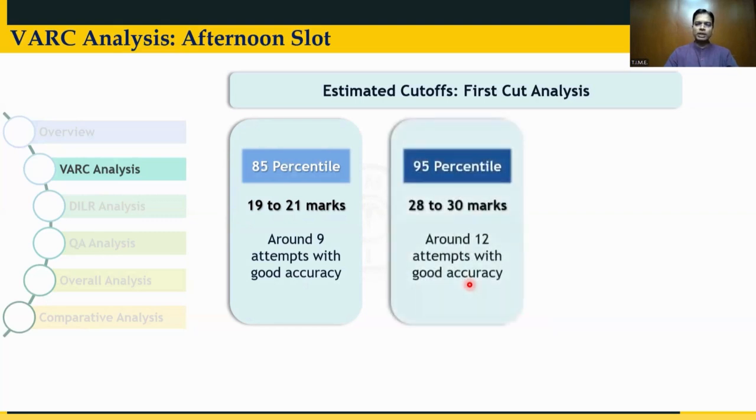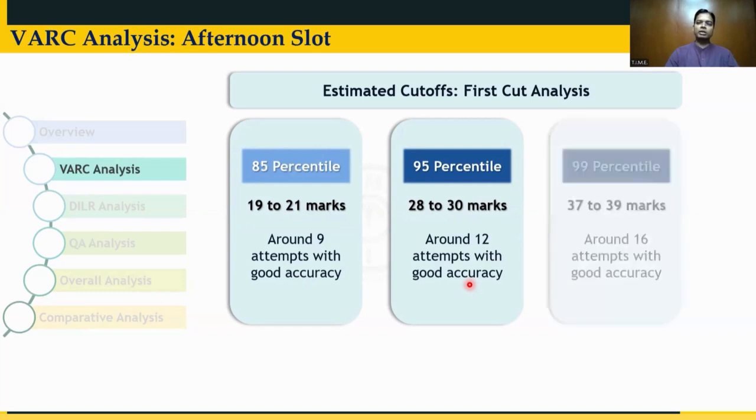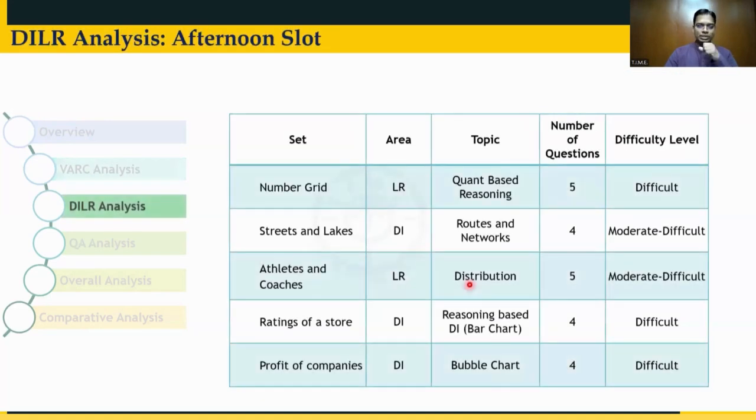And 95 percentile would need more attempts, about 12 or more attempts with a good accuracy. That's about 28 to 30 marks. And a 99 percentile score would have been 37 to 39 marks. This is what we expect from our expert analysis of whatever we have understood. That's about 16 attempts with good accuracy. So that would put you right up there with 99s, and that's what the IIMs really look for. Some of the IIMs really have very high cutoffs. So we hope everyone did their best in this section.